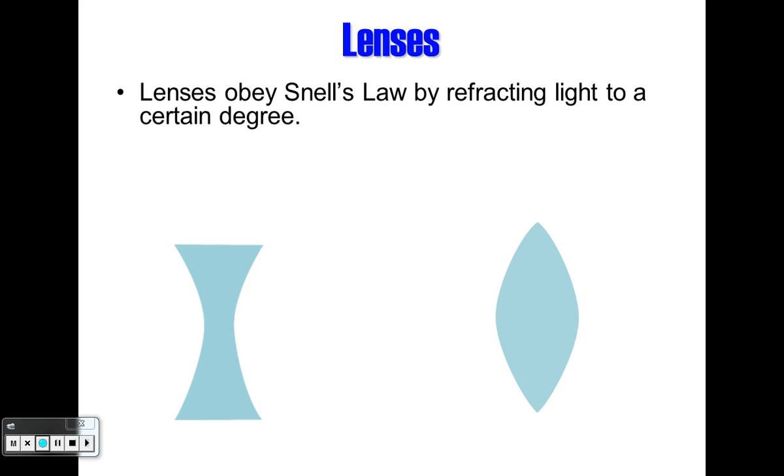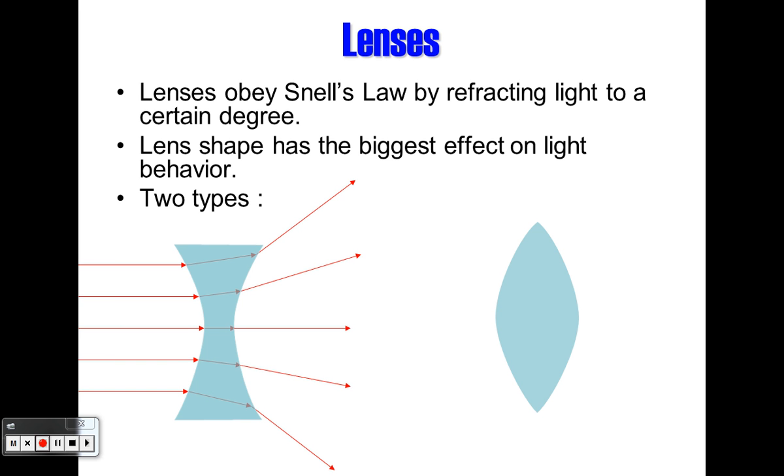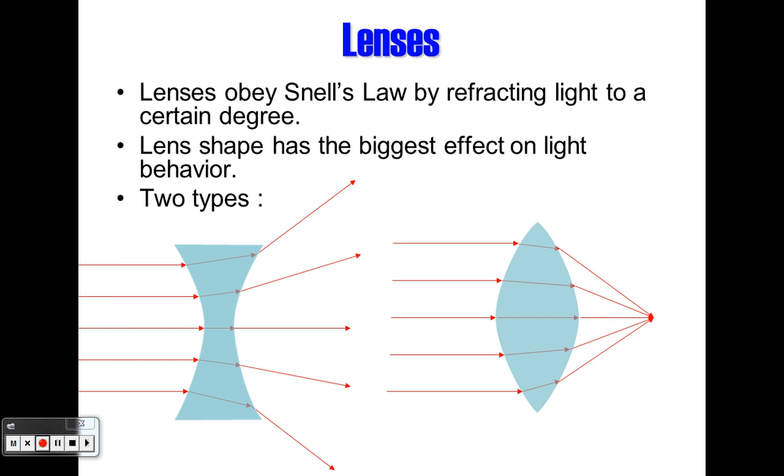So here are our two lenses. We've already dealt with these in the lab. Which type of lens is this on the left? Concave. And which one's the one on the right? That's right, convex. They're right next to each other.